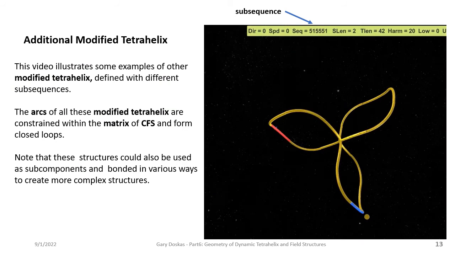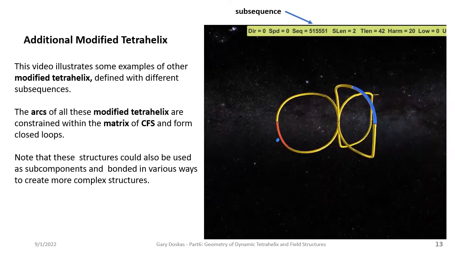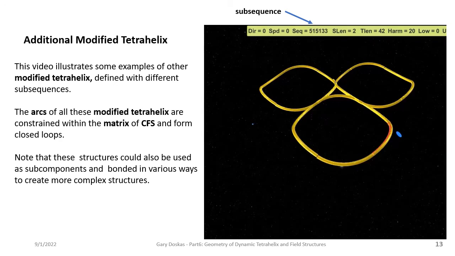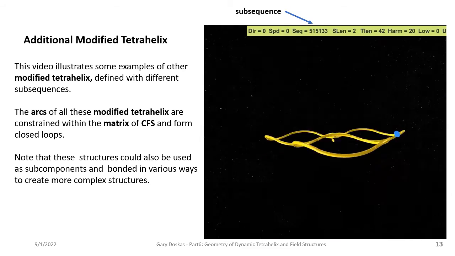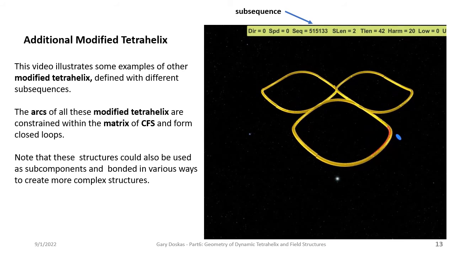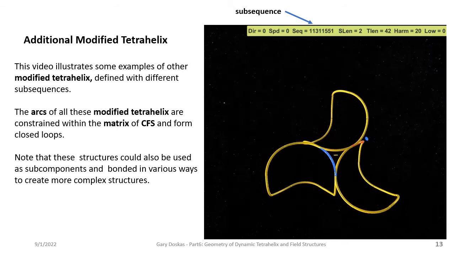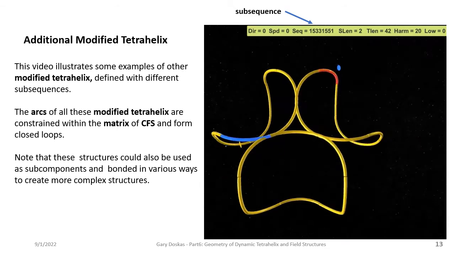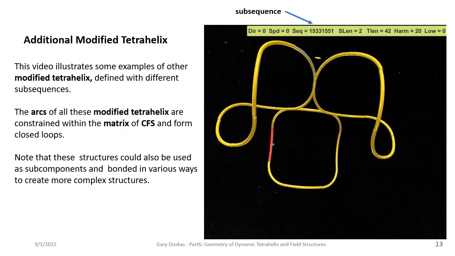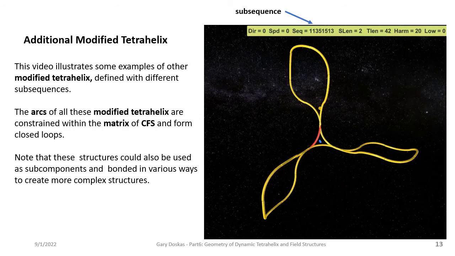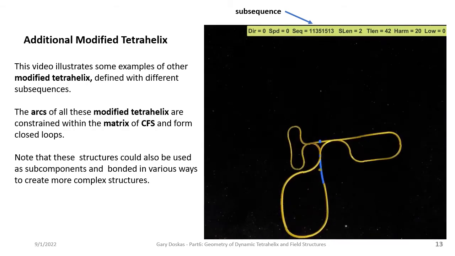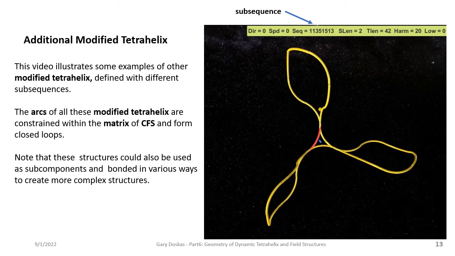Additional modified tetrahelix examples. This video illustrates some examples of other modified tetrahelix, defined with a different subsequence. The arcs of all these modified tetrahelix are constrained within the matrix of CFS and form closed loops. Note that these structures could also be used as subcomponents and bonded in various ways to create more complex structures.